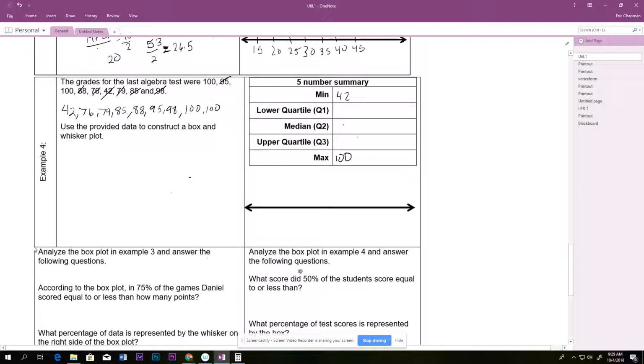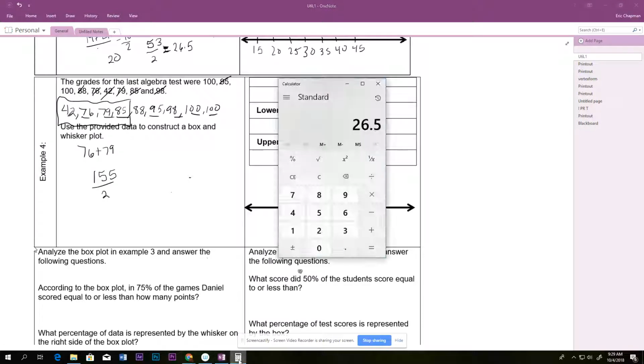Our quartiles, let's go. Let's cross off 1, 2, 3, 3, 4, 4. So 88 is our median. All right, and then we'll do our lower quartile first. So that's in between 76 and 79. We add those, so we get 155, and divided by 2, we'll do 155 divided by 2. We get 77.5.